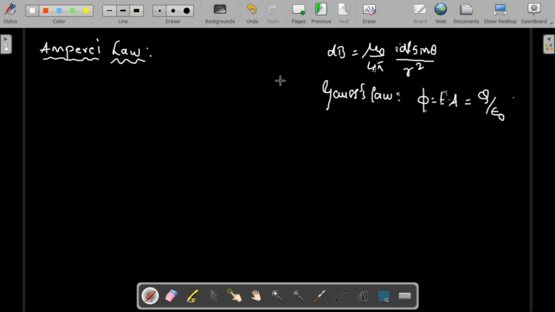In this particular case, when we talk about Biot-Savart's law, we are actually finding out the magnetic field due to a small current carrying element. So Gauss's law and Ampere's law are something similar, where we are basically going to consider an imaginary surface again, and here we are going to use Ampere's law.